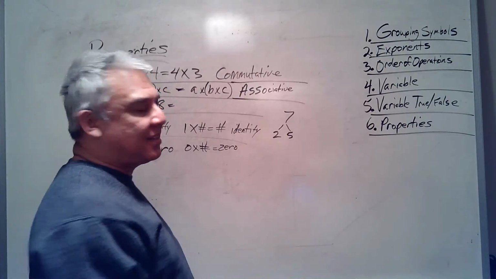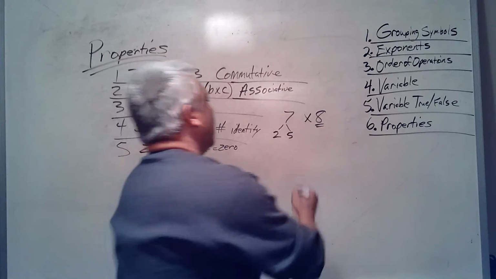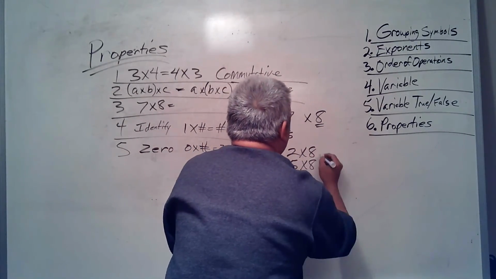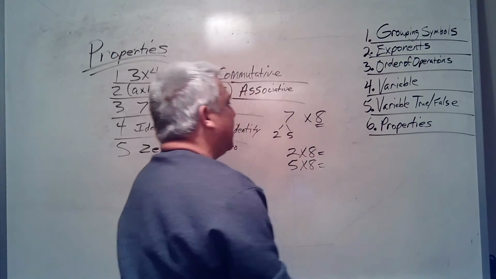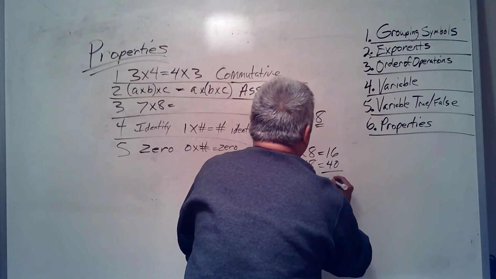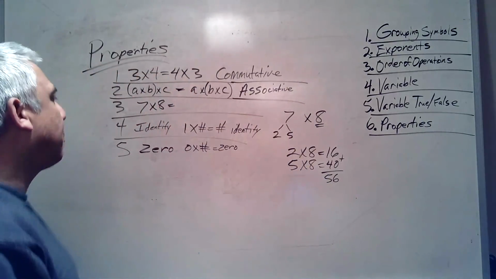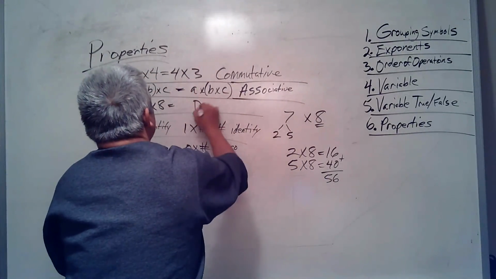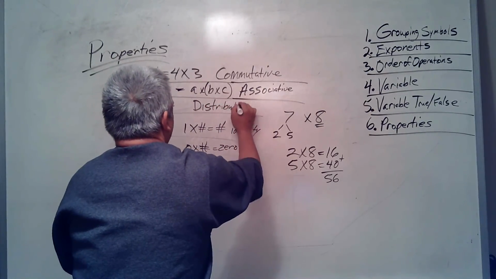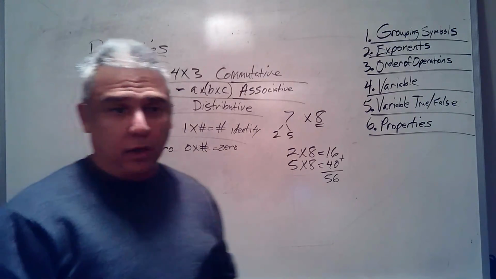I break that 7. But who's in the back seat? Times 8. So I'm going to go 2 times 8. And I'm going to go 5 times 8. And that equals. 2 times 8 is 16. 5 times 8 is 40. Add that up. What do I get? 56. And what property is that? The distributive. Distributive property.